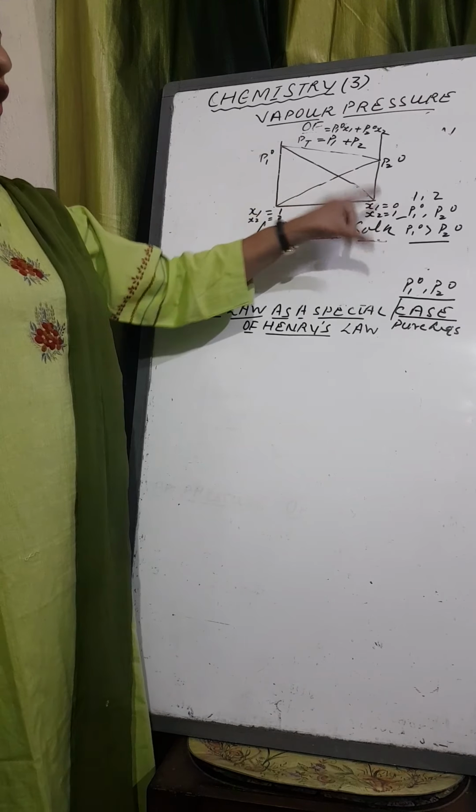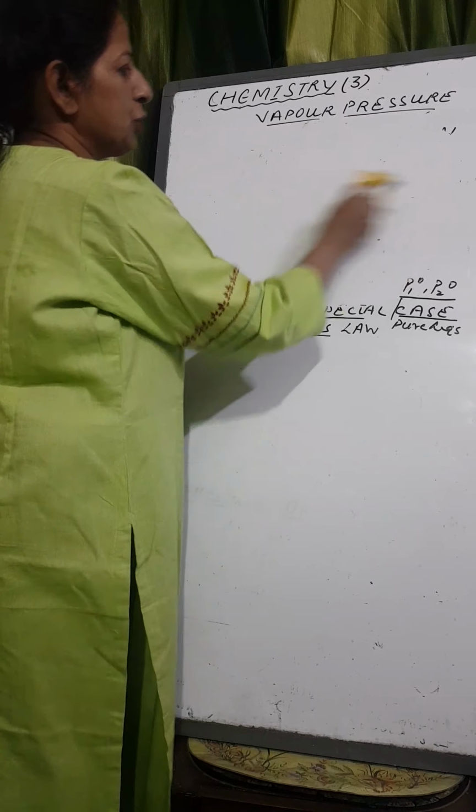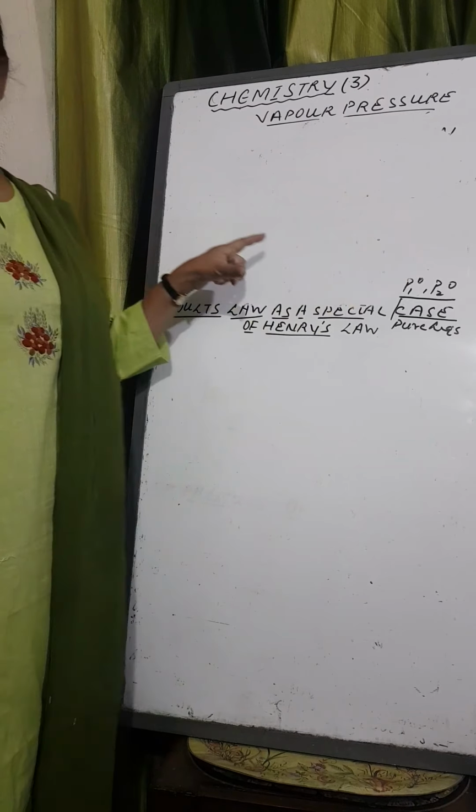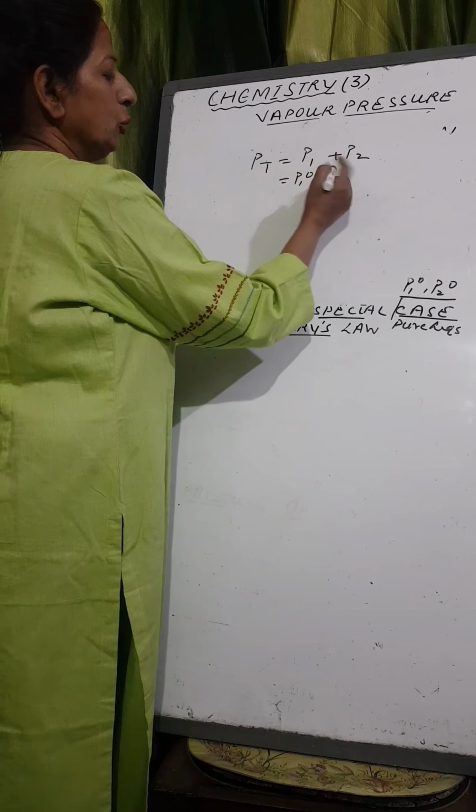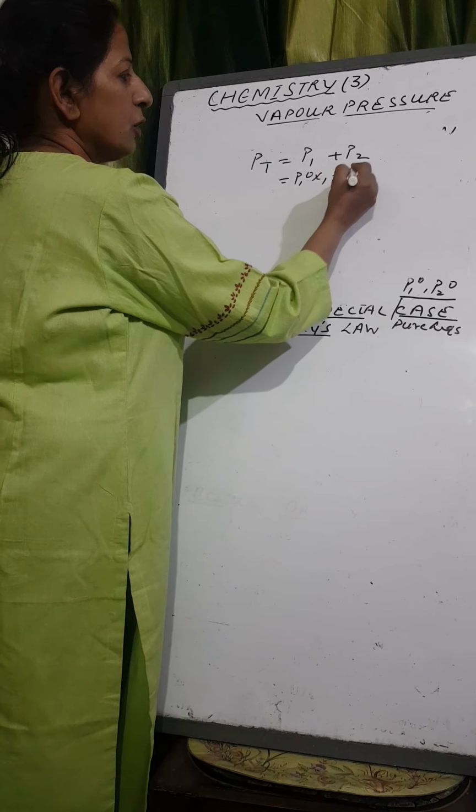Now we can represent the total vapor pressure of the liquid solution in terms of the mole fraction of any one component. See, we have seen P total equals P1 plus P2 as per Dalton's law, and P1 equals P1 naught chi 1 according to Raoult's law, and P2 will be equal to P2 naught chi 2.